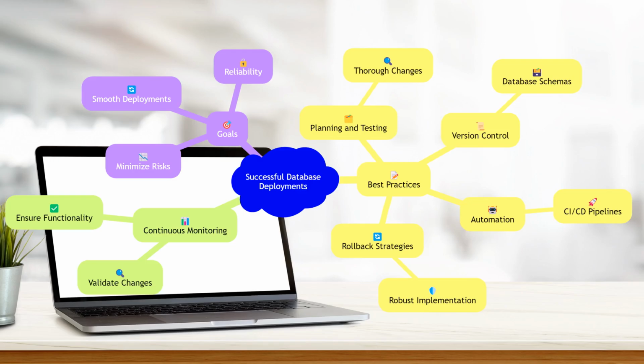To ensure successful database deployments, it's important to follow best practices. These include thoroughly planning and testing changes, using version control for database schemas, automating tasks through CI/CD pipelines, and implementing robust rollback strategies. Additionally, teams should continuously monitor the database and validate changes to ensure that everything is functioning correctly. By following these best practices, teams can minimize risks and achieve smooth, reliable deployments.